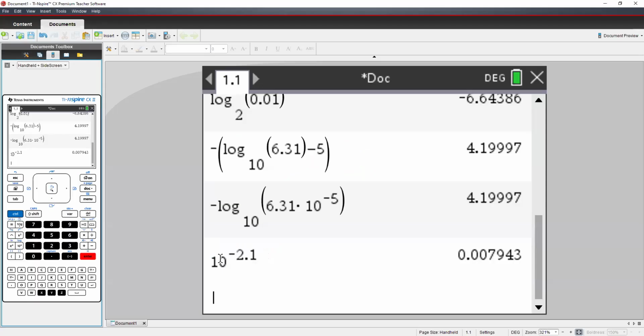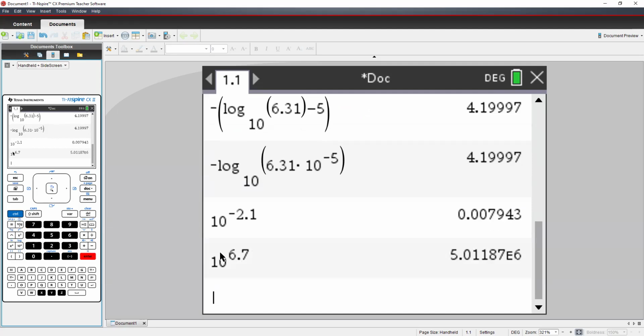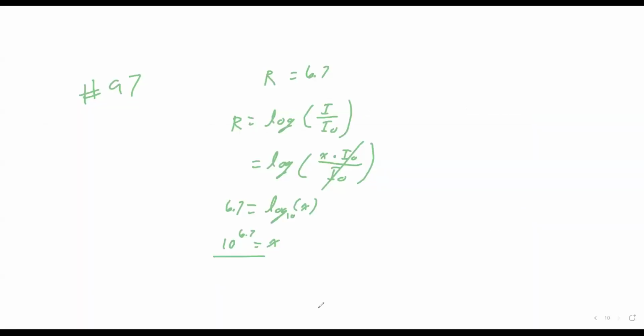So again, this is going to be 10 raised to the 6.7. And there is my intensity level. So I get 5. Let's say again, it doesn't ever say, but in the homework, it's rounding. Oh, it doesn't put it in scientific notation. It just writes the entire number out.